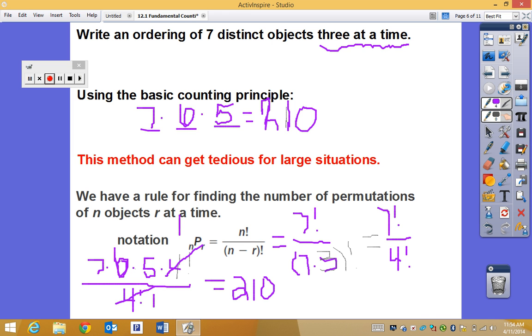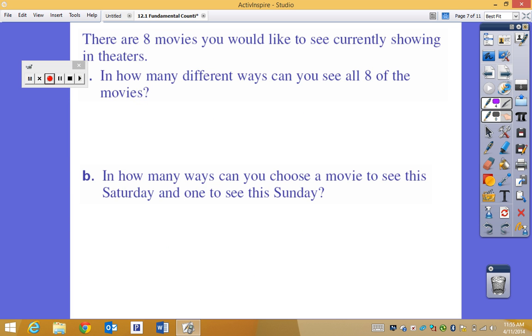So we can use the fundamental counting principle, or we can use the permutation. And the permutation is much better for larger situations that are more tedious. So, there are 8 movies you would like to see currently showing in theaters. In how many different ways can you see all 8 of those movies?